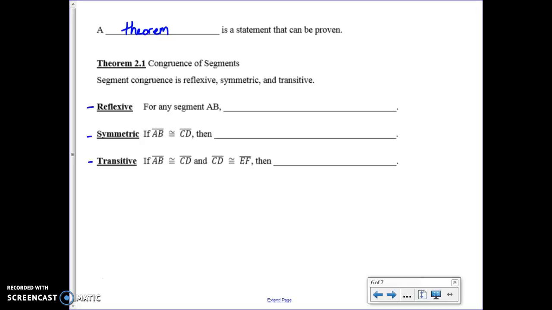So the reflexive property says for any segment AB, it's going to be congruent to itself. So AB with the bar, since we're talking congruence, is congruent to itself, AB. The symmetric property tells us that we can switch their places. So if we know that AB is congruent to CD, then we know that CD is congruent to AB. And then the transitive property tells us if we know that AB is congruent to CD and CD is congruent to EF, then we go straight from the beginning to the end. So AB is congruent to EF.